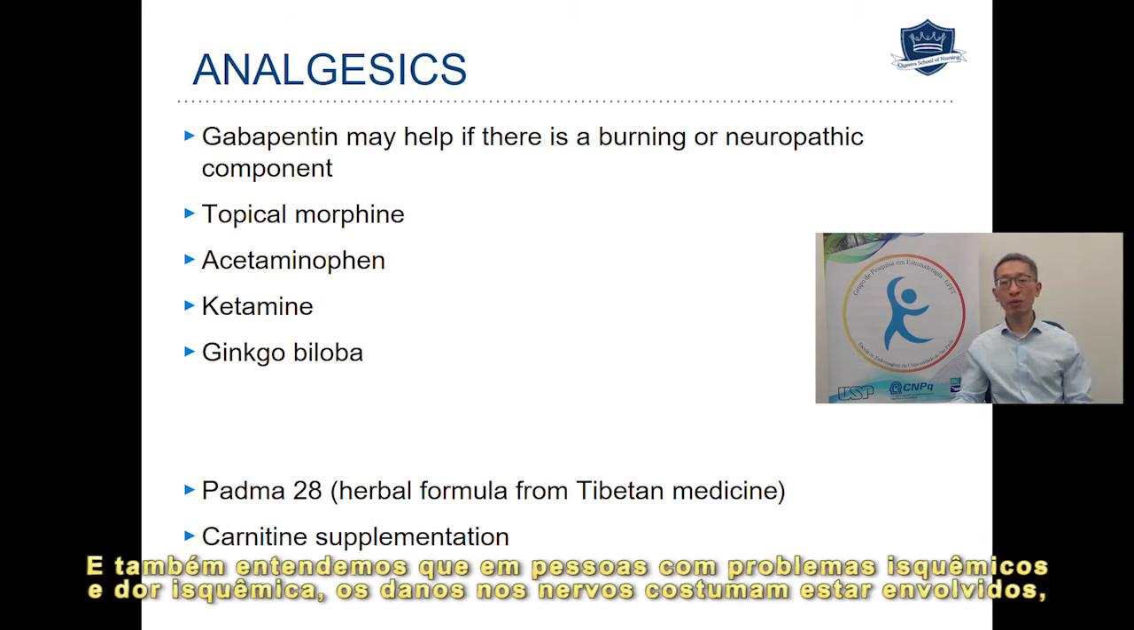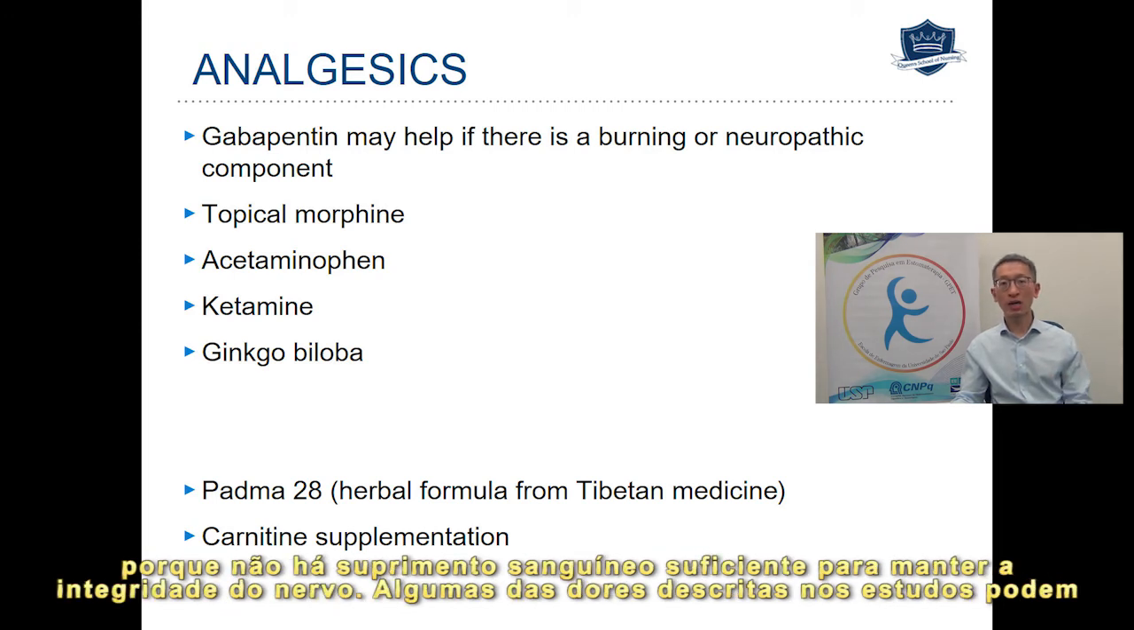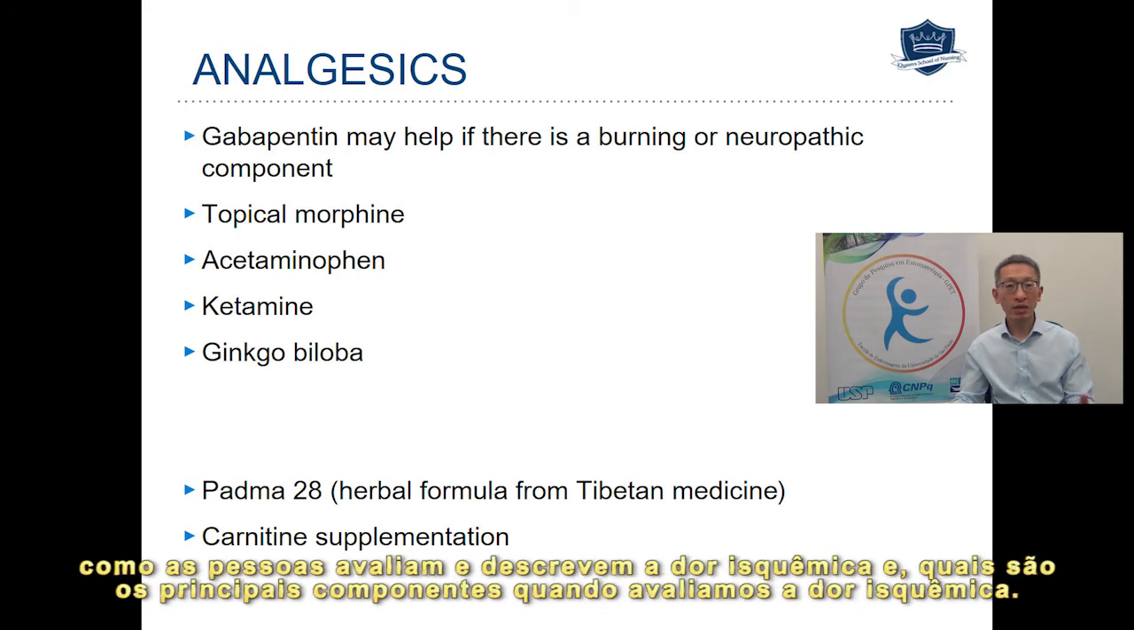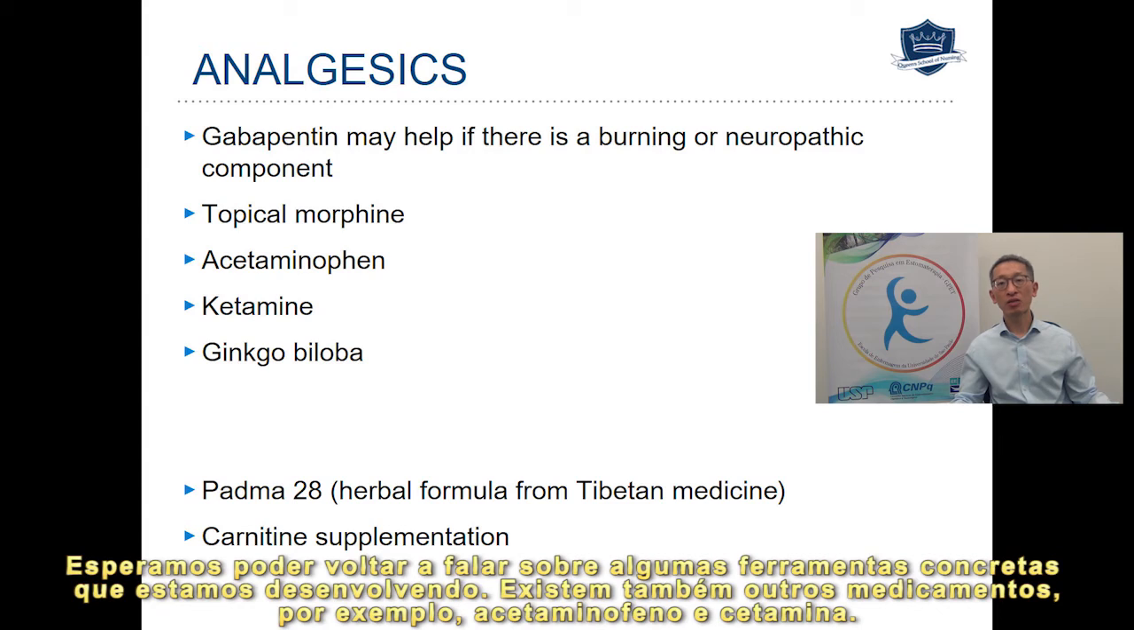We also understand that people with ischemic pain, an ischemic problem, often involve nerve damage, because there's not enough blood supply to maintain the nerve integrity. So some of the pain they describe in the studies could be in relation to neuropathic pain. In the future, we're talking about the importance of doing further studies to evaluate how people describe ischemic pain. What are the key components when we assess for ischemic pain? Hopefully we'll be able to come back to talk about some more concrete tools that we are developing.